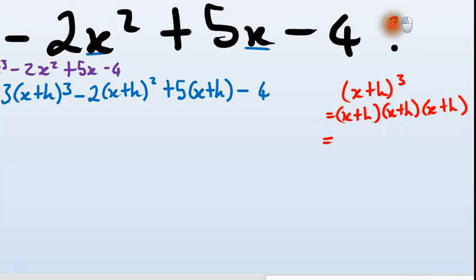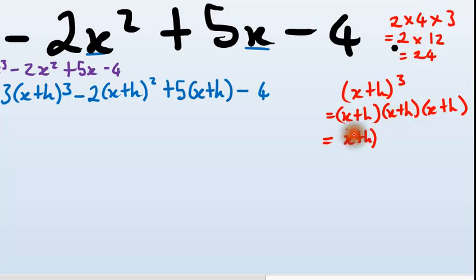If I had 2 times 4 times 3, I don't just go around and say 2 times 4 times 3. I say it's equal to 2 times 12, which is equal to 24. 2 at a time. So now that means I'm going to have x plus h. Now I can do my, this was simple. If it wasn't simple, we can work it out.